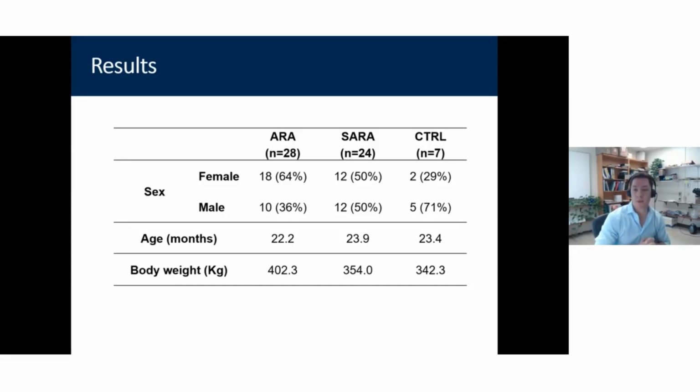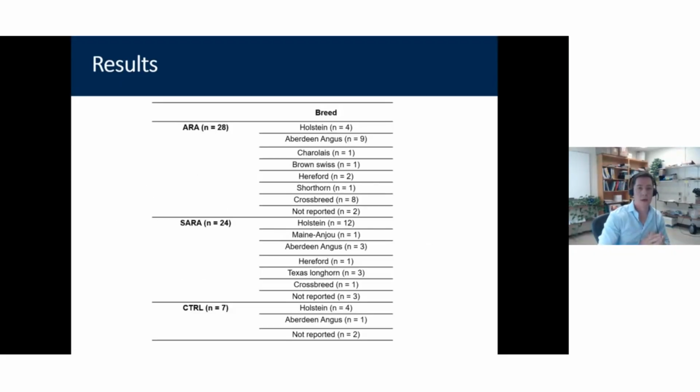And just to give you some background information about what our study population looks like in the 3 different groups: this is the acute group, the subacute ruminal acidosis group, and controls. When it comes to sex, they were fairly equally distributed between females and males, maybe a little bit more males in the control group. They were all animals over 20 months, with a body weight of around 340 to 400 kilograms. The breeds were a mix of beef but also dairy cattle, but I will say the majority of these cases were beef breeds.